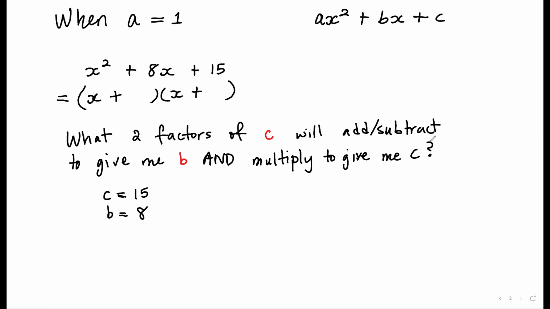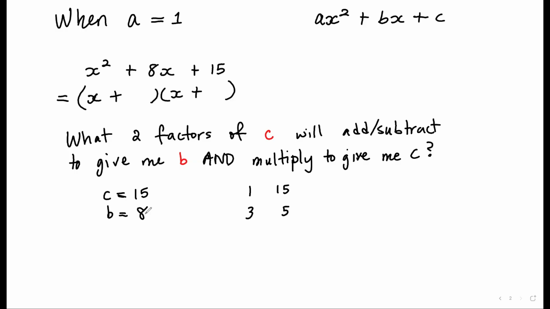So what I like to do is list the factors of C in pairs that multiply to give me 15. So they will be 1 and 15 and also 3 and 5. Out of these two pairs, only one could add or subtract to give me back 8 and at the same time multiply to give me 15.